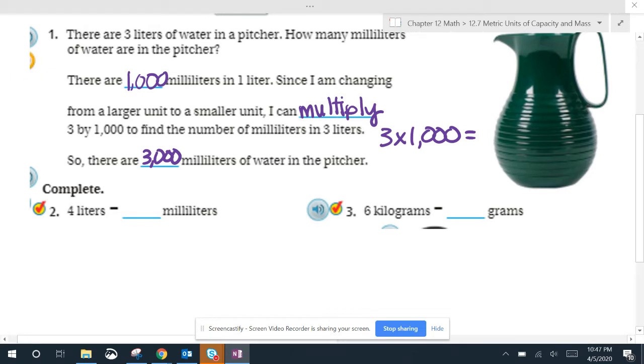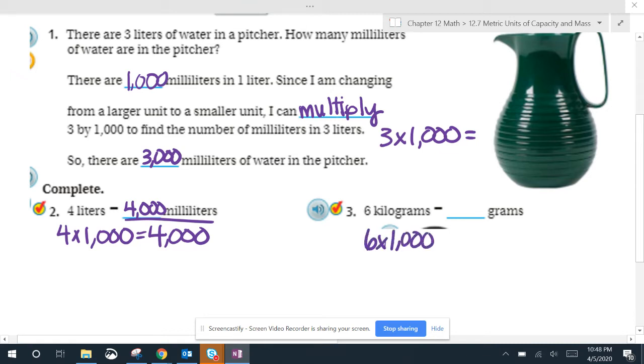Okay, let's check your work. I've got 4 liters to milliliters. I know there are 1,000 milliliters in 1 liter, so I have a total of 4,000. There are 4,000 milliliters. Notice how that's written correctly with my units. For this one, I'm going to have 6 times 1,000, which I know equals 6,000. 6,000 grams. So far, so good, right? Really easy. We're just multiplying by 1,000 to change from a larger unit to a smaller unit.